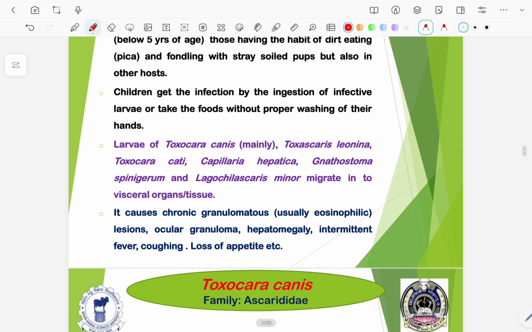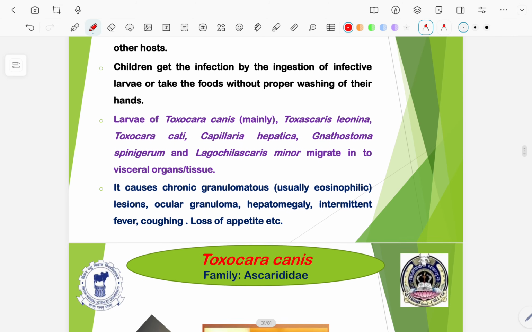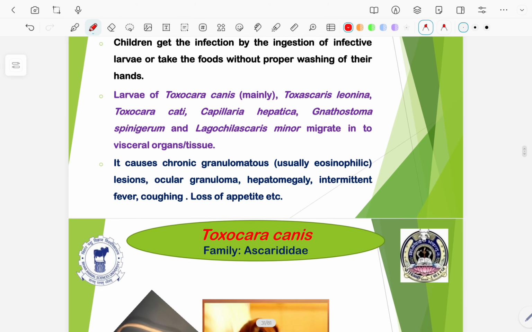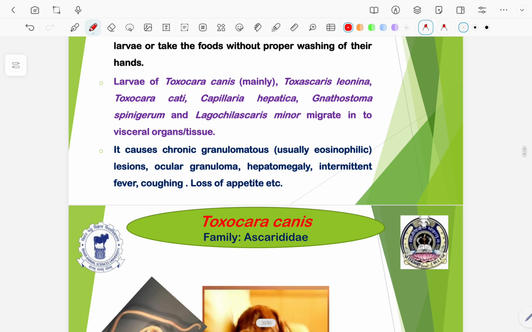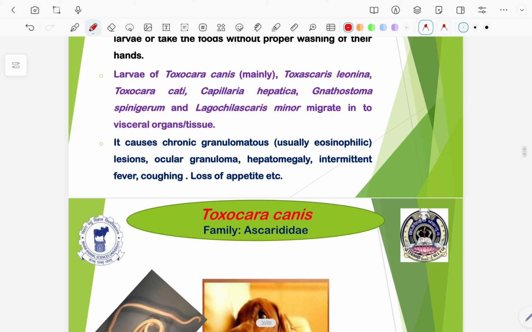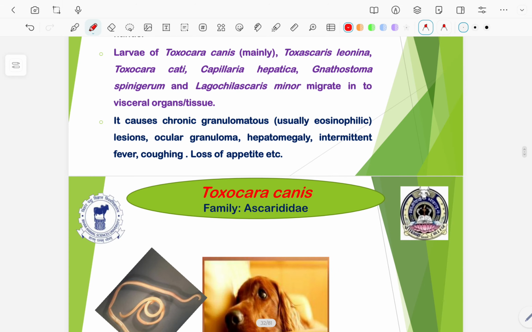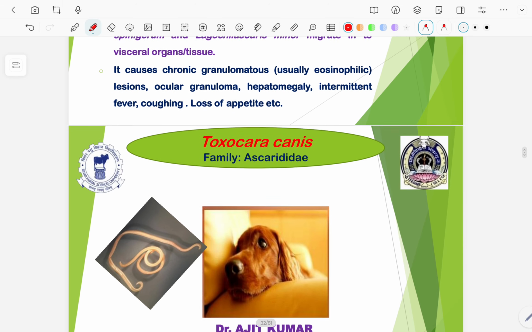Larvae of Toxocara canis, mainly, Toxascaris leonina, Capillaria hepatica, Gnathostoma spinigerum, and Lagochilascaris minor migrate into visceral organs or tissue. It causes chronic granulomatous, usually eosinophilic lesions, ocular granuloma, hepatomegaly, intermittent fever, coughing, loss of appetite, etc.